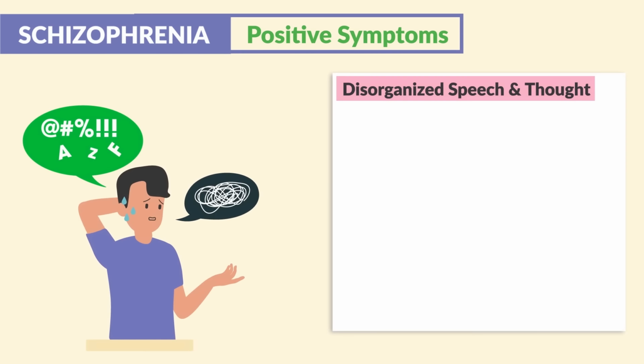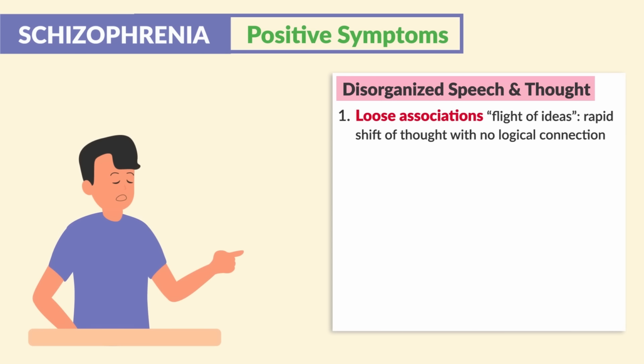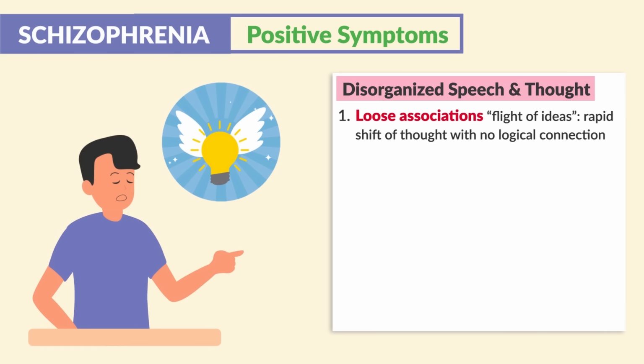And very lastly, disorganized speech and thought is our third positive symptom category. So let's identify and recognize the different types of thought disturbances. Number 1 is loose associations. We have flight of ideas, basically a rapid shift of thought with no logical connection. Big NCLEX tip, so write these next ones down.